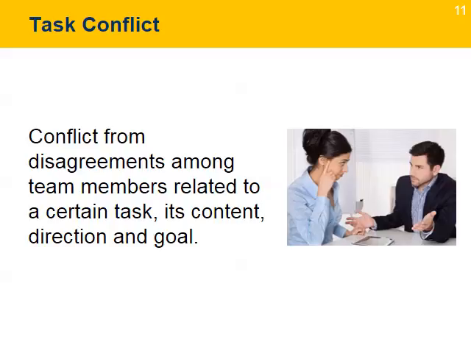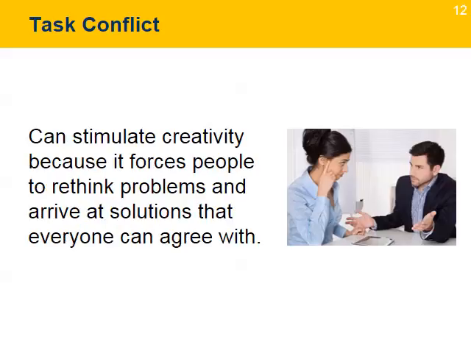Task conflict is also known as cognitive conflict. It consists of disagreements among team members related to a certain task, its content, direction, and goal. Task conflict is not about personal issues, but rather occurs around plans, ideas, or projects. The key difference is the depersonalized aspect of task conflict that allows for greater diversity in opinions and ideas.